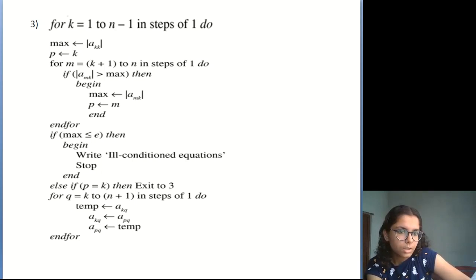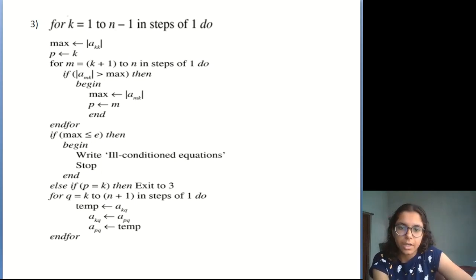As you can see here, we have for m equals k plus 1 to n in steps of 1 do. If this is max, then begin. If it is max, then we would associate the value of a m k to the max, and then n would be p, so that we would get the maximum value, the largest element in regards to the magnitude.